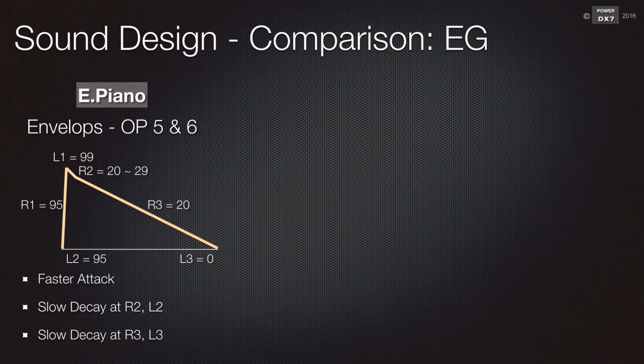For E.Piano 1, envelopes for operators 5 and 6 are very similar. Both have faster attack at maximum level. They have slow decay at rate 2 with a slight decrease in level. They have a slight attack tone. The main decay is controlled by rate 3 reaching to level 3, which is 0.